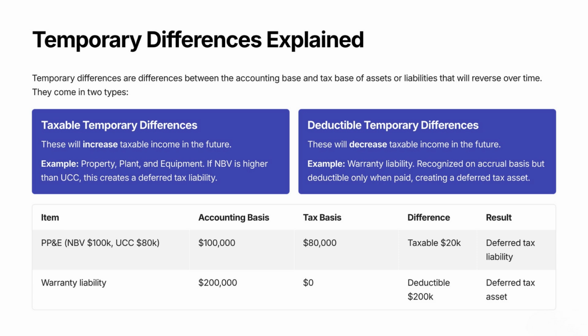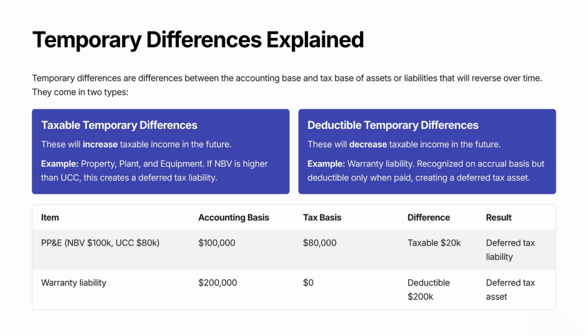Now flip to the warranty liability. For accounting, you have to expense the estimated future cost of warranties right when you make the sale. But for tax, you only get the deduction when you actually pay out a claim. So that $200,000 liability on your books is a future tax deduction just waiting to happen. That's a deductible temporary difference, and it creates a future tax benefit, a deferred tax asset.